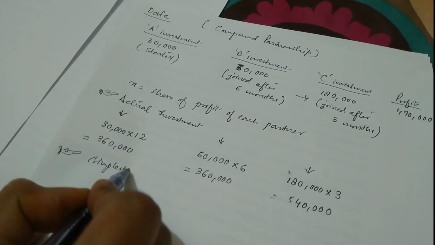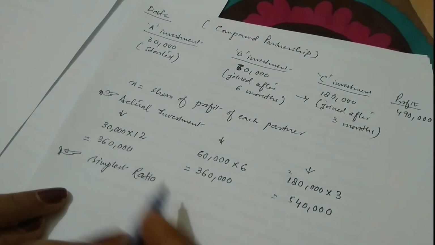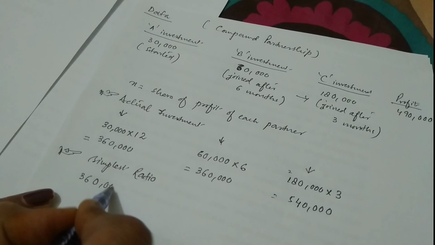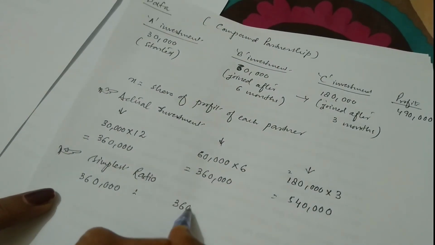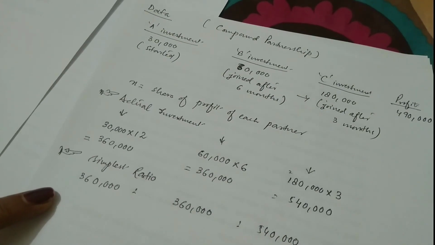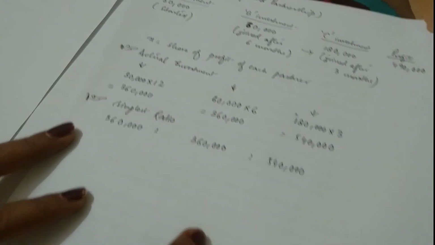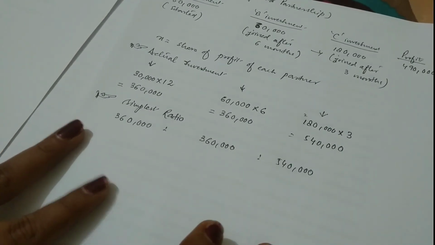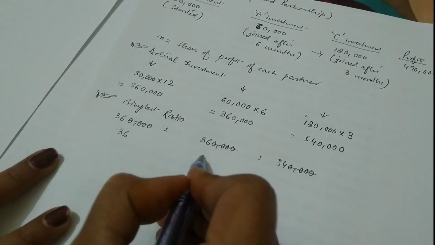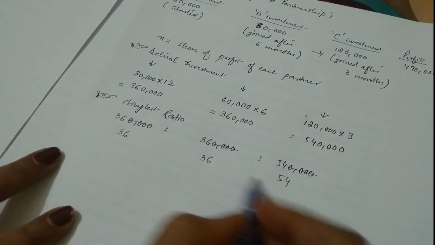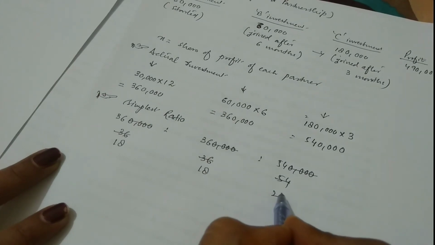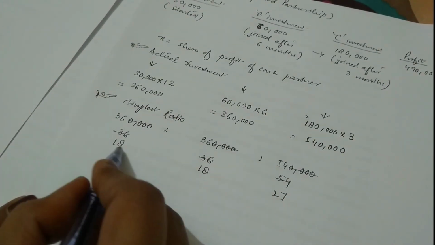Now we'll simplify it since these are very big amounts. To make it simple, we'll find out the simplest ratio. So let's write 3,60,000 for A, 3,60,000 for B, and 5,40,000 for C. The very first thing that we learned in the previous video was that zeros will be deducted. That means we'll cut them with the table of 10. Then the amounts that we get are 36, 36 and 54.